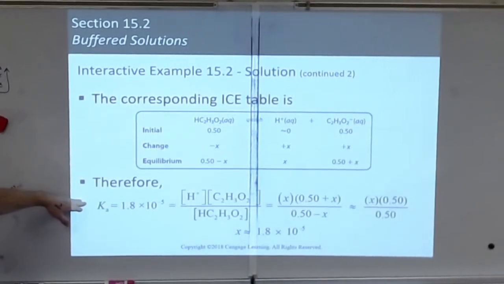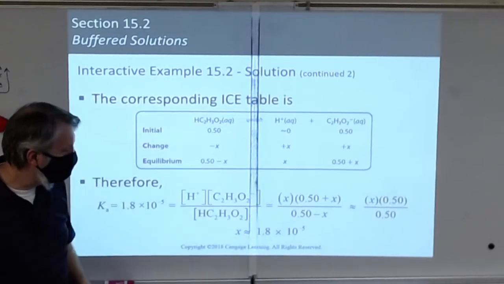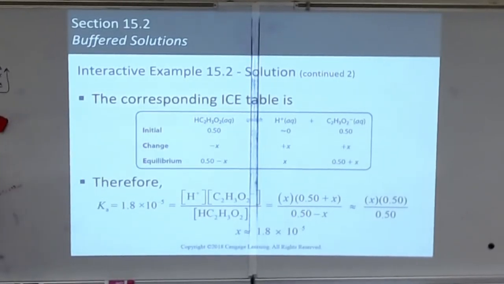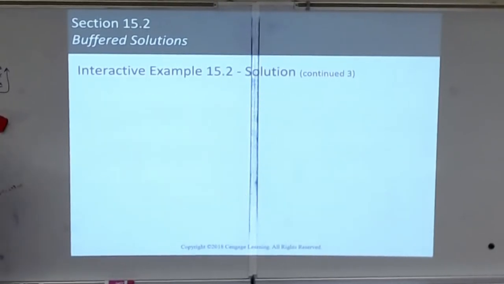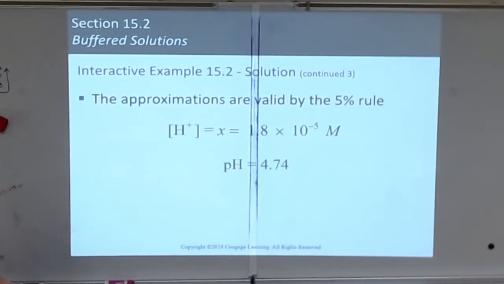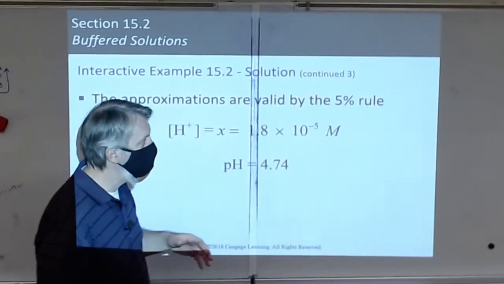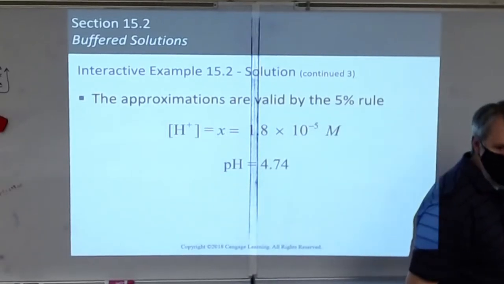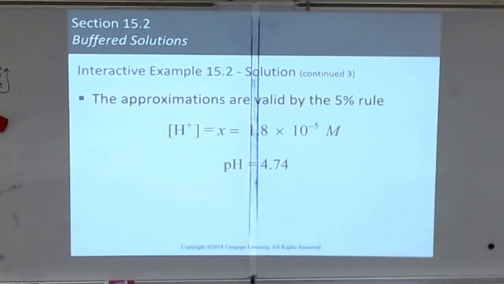We've got our pH. Looks like X is 1.8 times 10 to the minus fifth, and H happens to be this X. This is a common ion effect. And remember, this 0.5 is coming from the salt, and this 0.5 is coming from the acid. So pH is 4.74. Everybody got that? Y'all follow me on that one? Everybody good? That's where we're at.